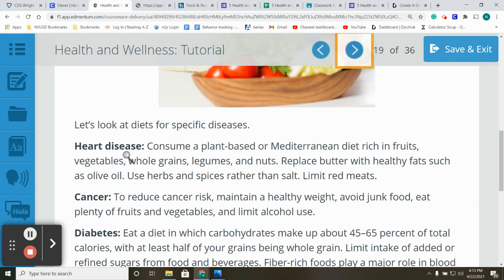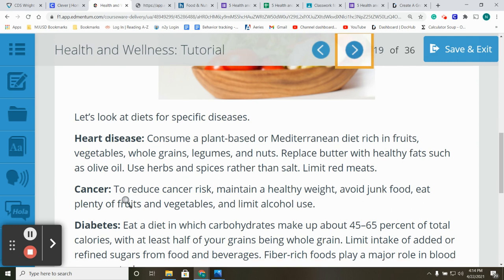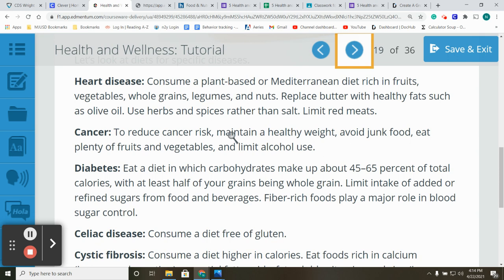Let's look at diets for specific diseases. Heart disease: consume a plant based or Mediterranean diet rich in fruits, vegetables, whole grains, legumes, and nuts. Replace butter with healthy fats such as olive oil. Use herbs and spices rather than salt. Limit red meats. Cancer: to reduce cancer risk, maintain a healthy weight. Avoid junk food, eat plenty of fruits and vegetables, and limit alcohol use.